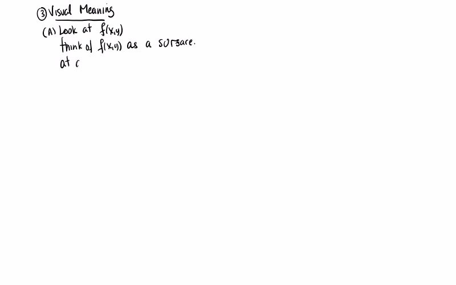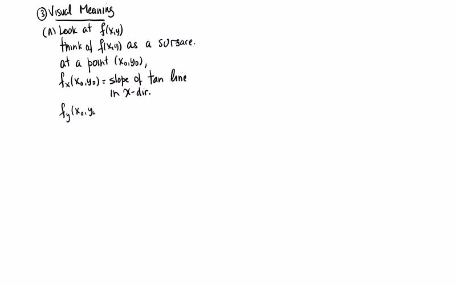So at a point x0, y0, this derivative is the derivative with respect to x. We're saying, what if y doesn't change but x does? So what this gives us is the slope of the tangent line in the x direction. And the second one is the slope of the tangent line in the y direction.